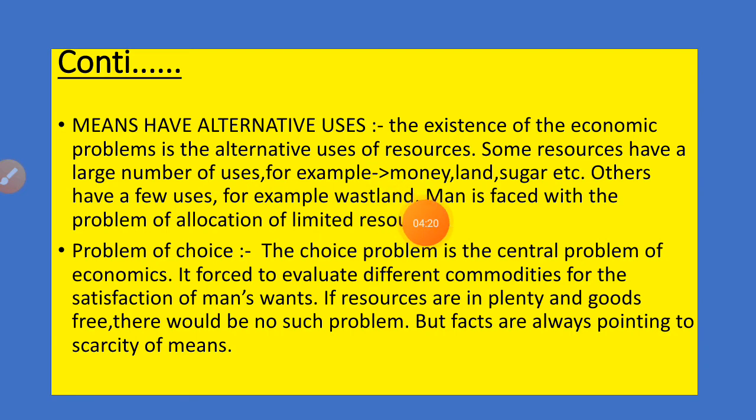So here the problem is the allocation of limited resources. Allocation means distribution of the resources. The next point: the problem of choice. It is the central problem, to evaluate different commodities for the satisfaction of wants. If resources were plentiful and goods free, there would not be such a problem. But the facts are always open to the scarcity of means.